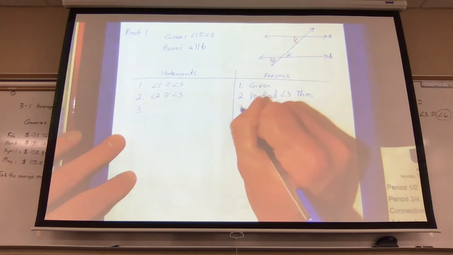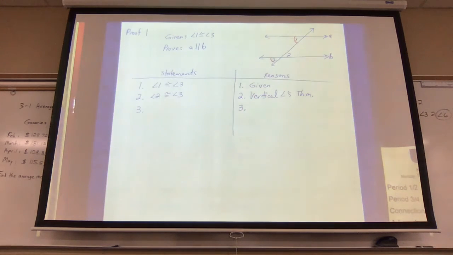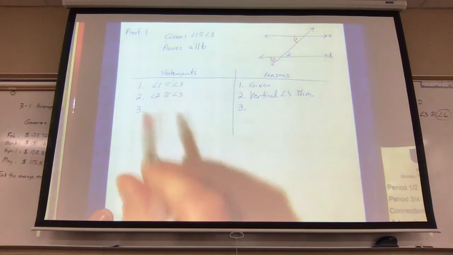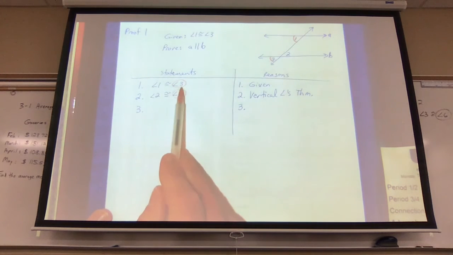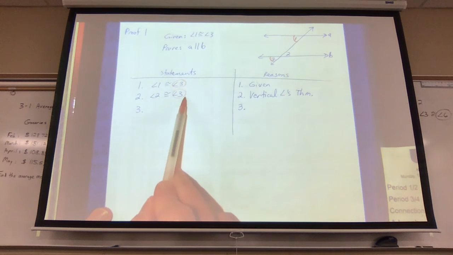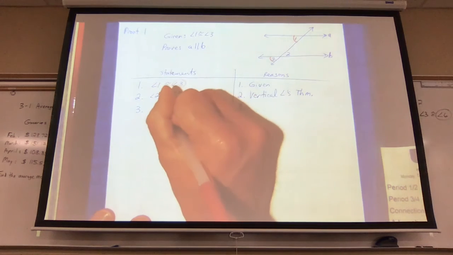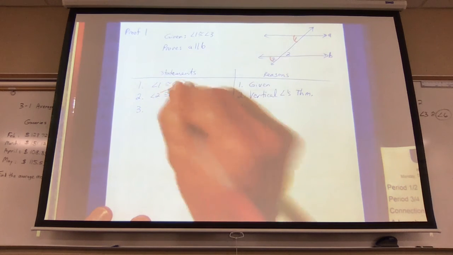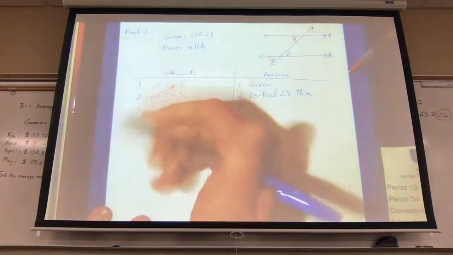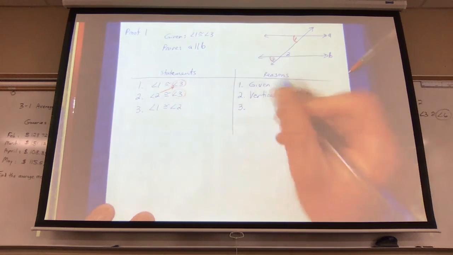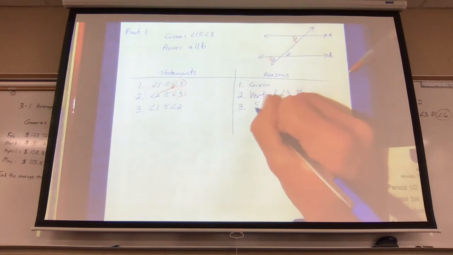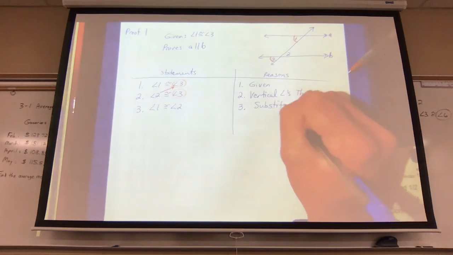And usually what will follow that up, as soon as we put vertical angles theorem in there, is substitution. If you look at your two previous steps, we have two things that are congruent to angle 3. Angle 1 is congruent to angle 3, and angle 2 is congruent to angle 3. So I can substitute: I can put angle 2 in for angle 3 up there. My new statement would be angle 1 is congruent to angle 2. That's coming from substitution.